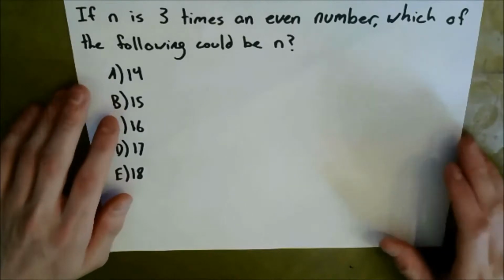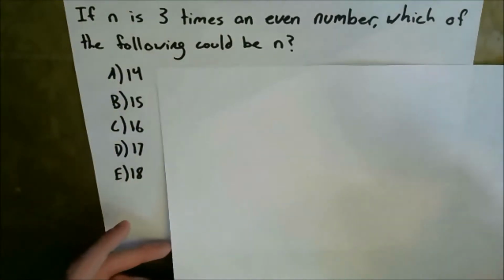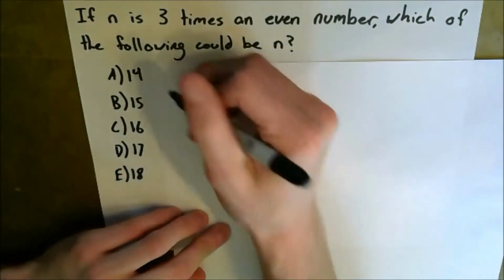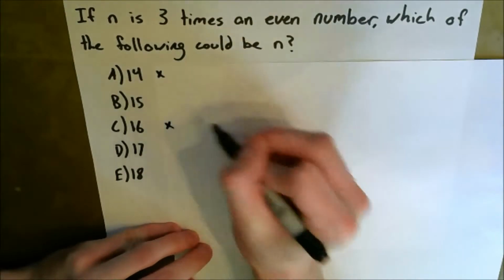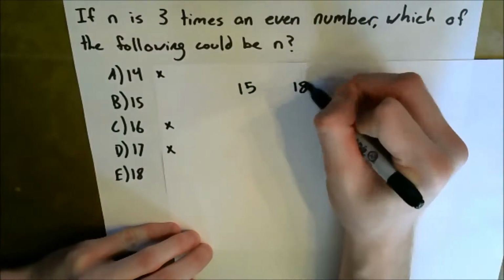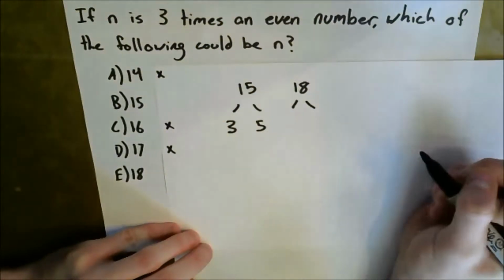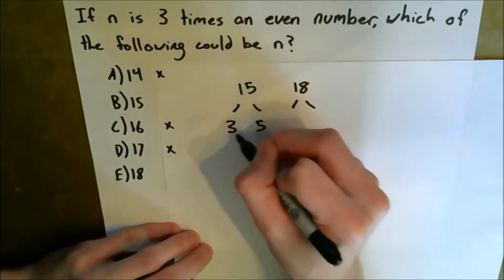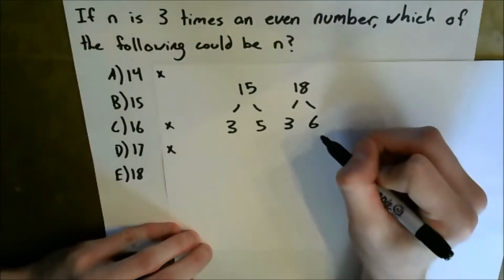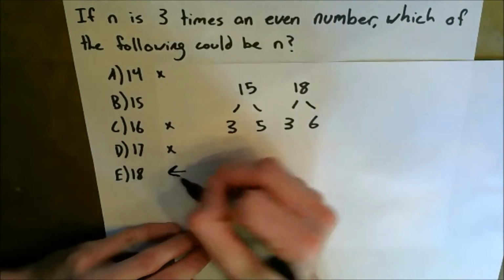If n is 3 times an even number, which of the following could be n? So 3 times an even number. That means our answer for n has to be divisible by 3. So right away, 14's gone, 16's gone, and 17's gone. That leaves us with 15 and 18. Both numbers are divisible by 3, but for one the factors are 3 and 5, and for the other the factors are 3 and 6. So since 18 has the even factor, the answer is 18.